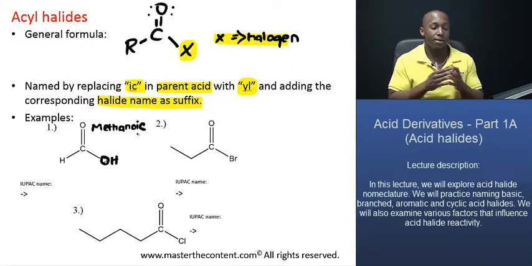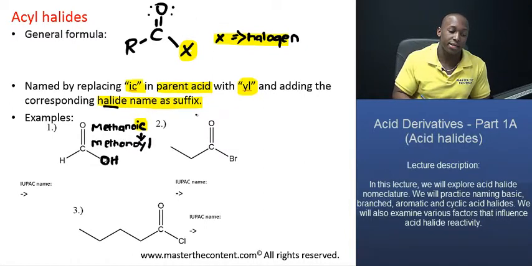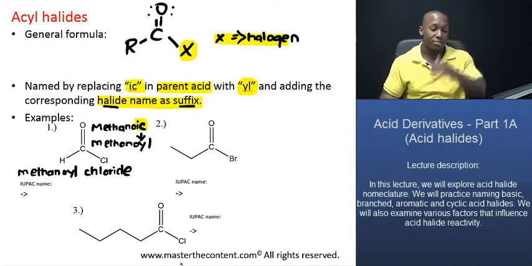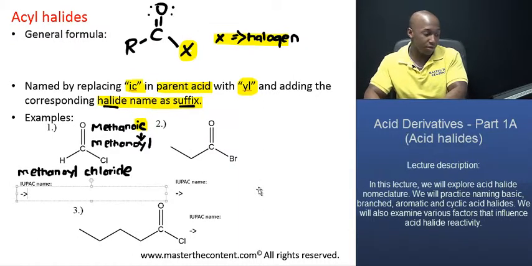So what this rule is telling us to do is basically to drop the IC, replace it with YL, which gives us methanoyl, and then we are going to include the halide name as a suffix. Okay. So putting that information together would give us methanoyl. Since we have a chlorine atom at that position right there, chloride, and that's basically the name of that acyl halide. So as you can see, it's pretty simple. I'm just going to include that name very clearly. The name of that compound would be methanoyl chloride.